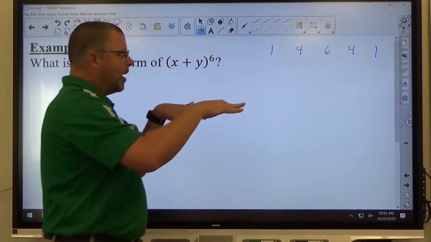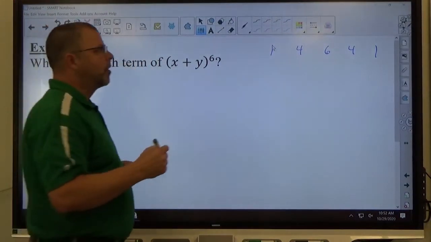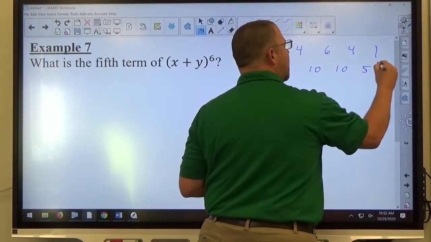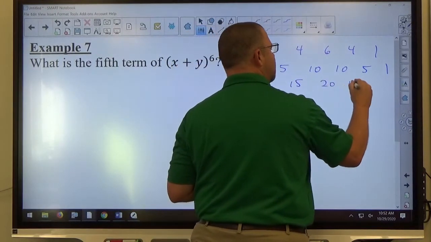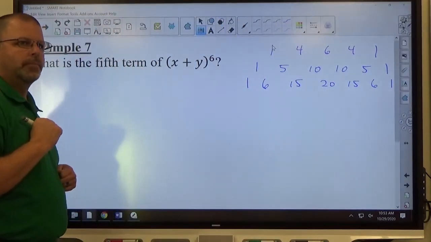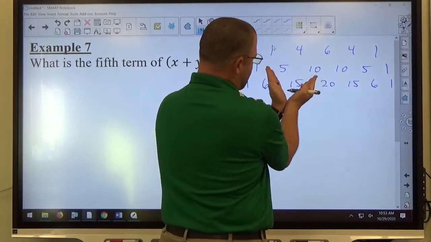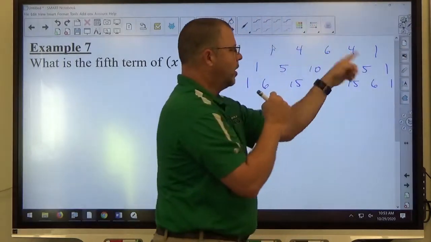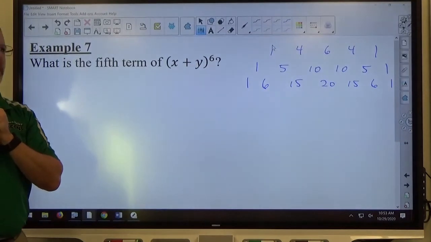Again, I need to build the triangle in order to create a structure that allows me to find out what the 5th term will be. So the next row down is going to be 1, 5, 10, 10, 5, 1. The next row down is 1, 6, 15, 20, 15, 6, 1. Again, every time, start with a 1, add. 1 and 5 make 6, 10 and 5 make 15, 10 and 10 make 20, 10 and 5 make 15, 1 and 5 make 6, end with a 1. Start with a 1, end with a 1, add them up to get every other number.